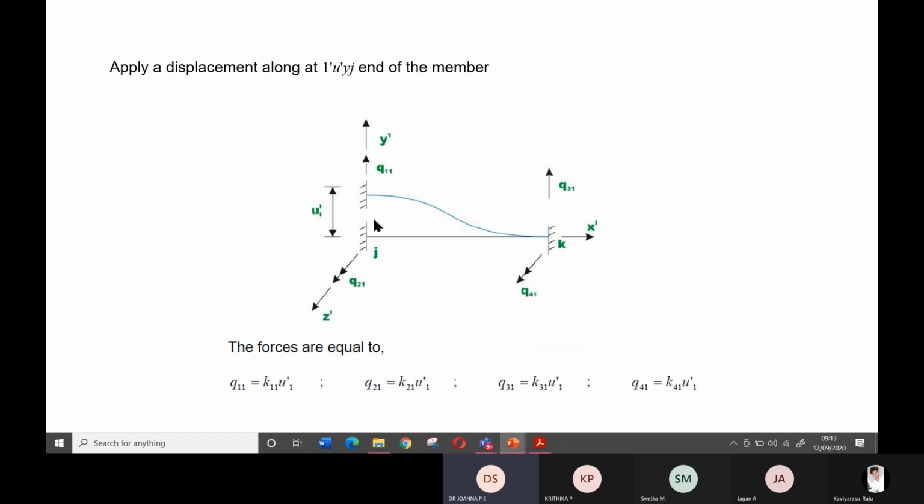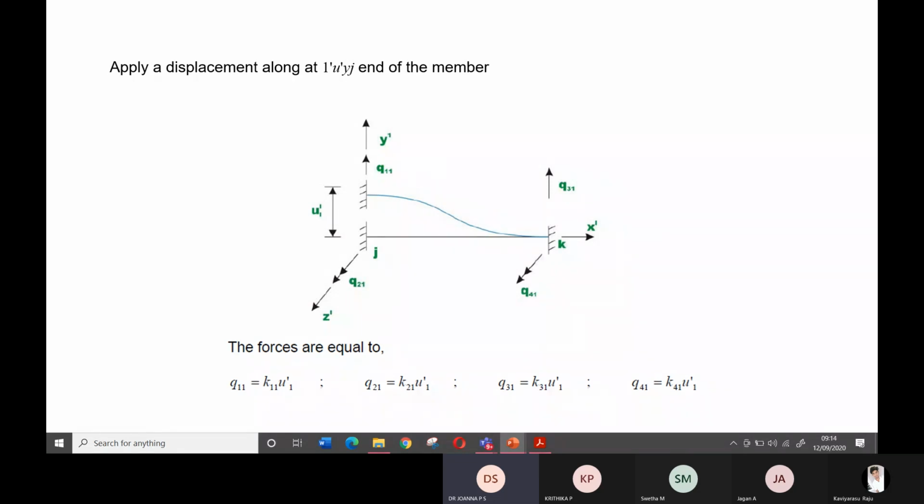Suppose I am applying the unit displacement at this other end, can you tell me the numbering? What is the displacement? U3, the vertical displacement, I am applying. So what will be the force numbering? Q13, Q23, Q33, and Q43. Do you agree with me?